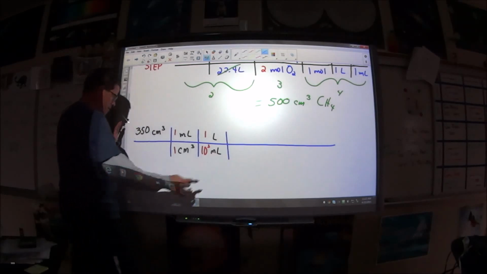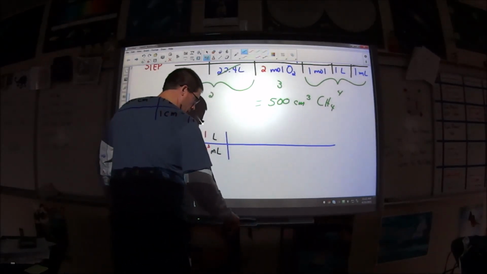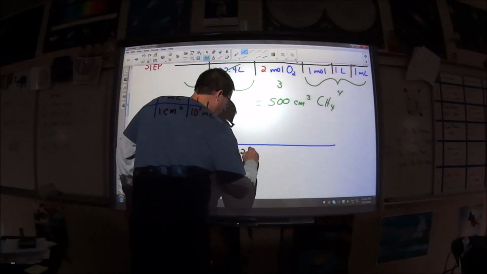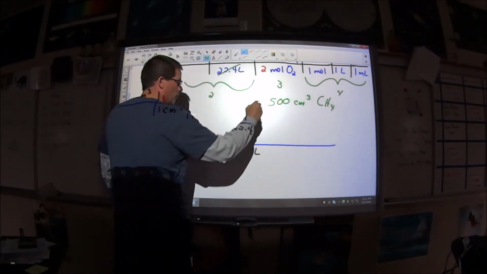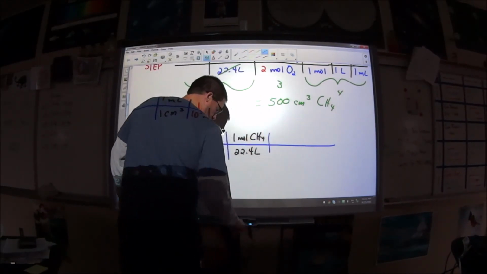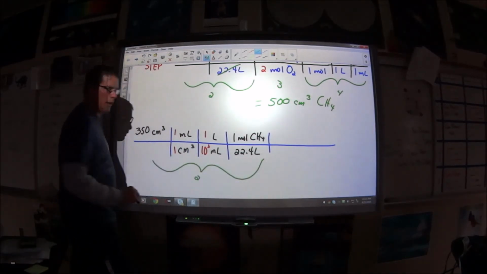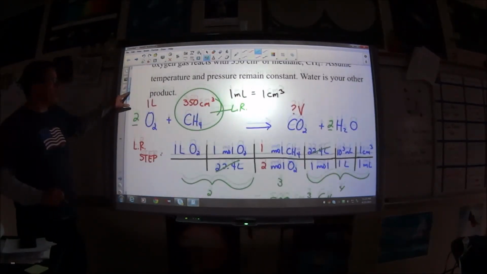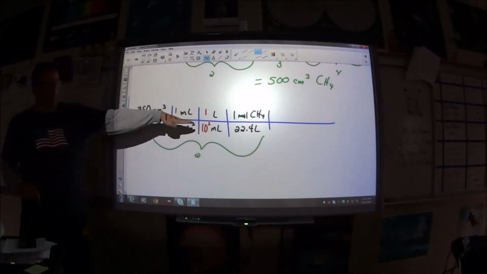Okay, so now that gets me ready for my conversion, which will now be 22.4 liters equals 1 mole, in this case of methane. So all of this is step 2. Step 1, write a balanced equation, which we did up here, so we're good. Step 2, convert what was given into moles.